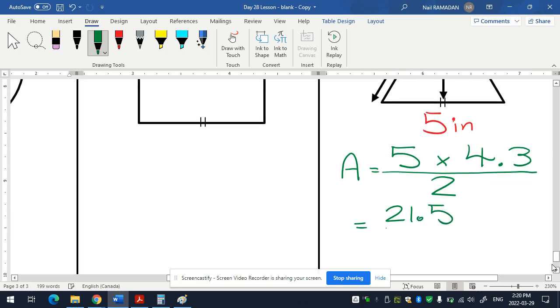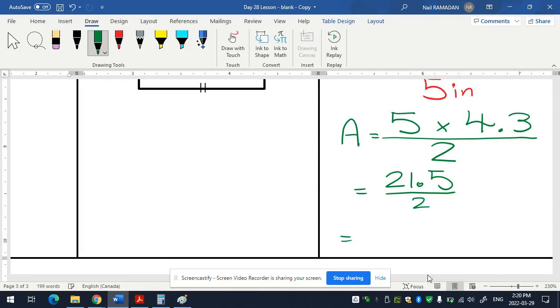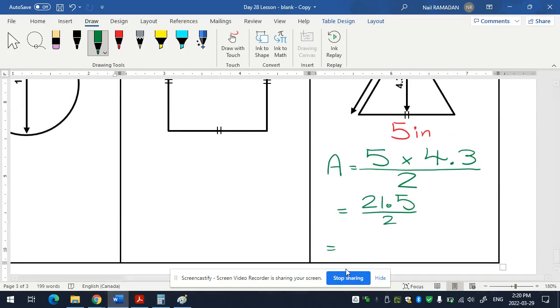21.5 divided by 2, which is how much? Let me just zoom out. 10.25. 10.25, but it's in squared inches.